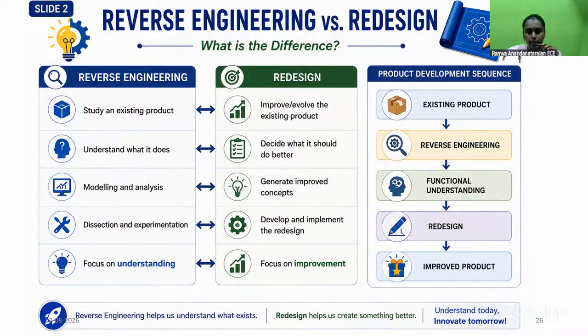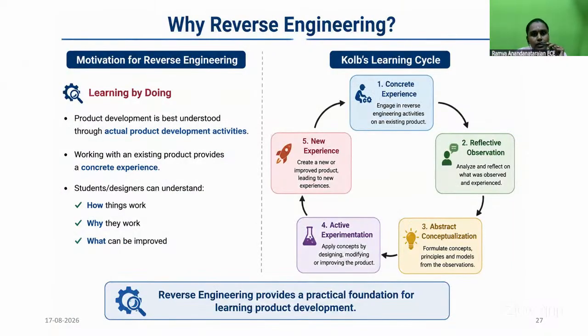get the improved product. So by now I think you would have understood the difference between reverse engineering and redesign. So why do we need reverse engineering? It saves time. First of all, you have some existing thing already. You should understand what is happening. Only then you can design a better product. Otherwise you may design a product which is the same as the existing one. So doing reverse engineering is very important.